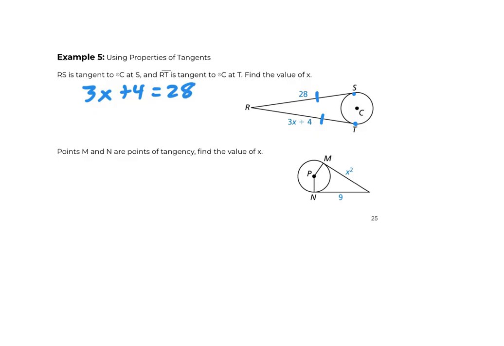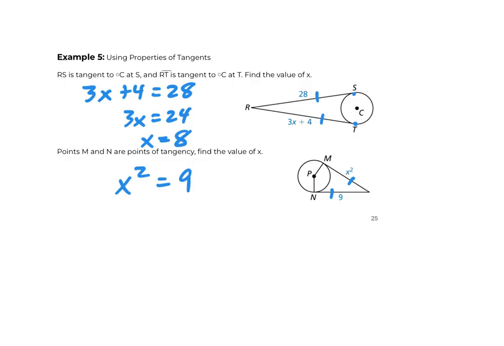I'm going to subtract 4 from both sides. And I'm going to divide by 3. And I get x equals 8. The last one, basically the same thing. It tells me that M and N are both points of tangency. So once again, I know that these two segments are congruent. So it looks pretty basic.